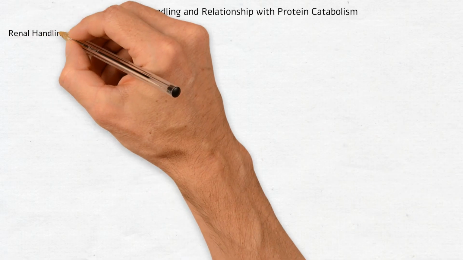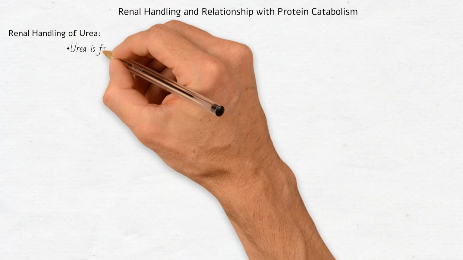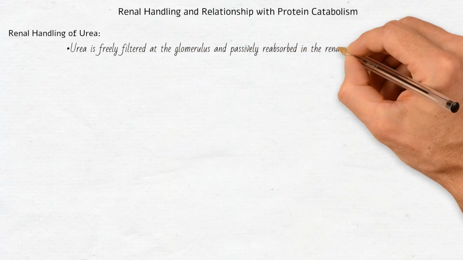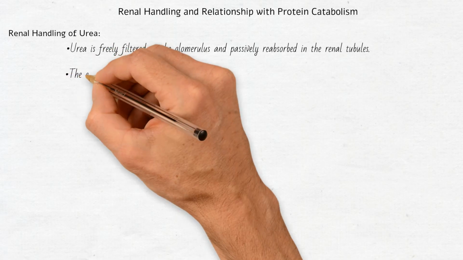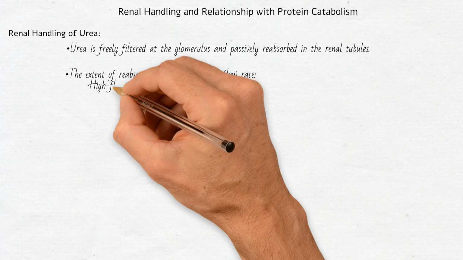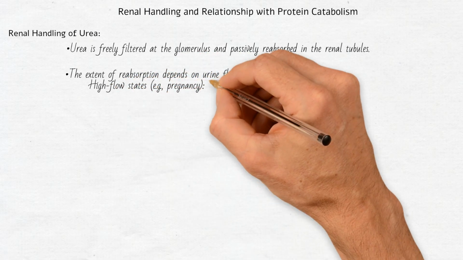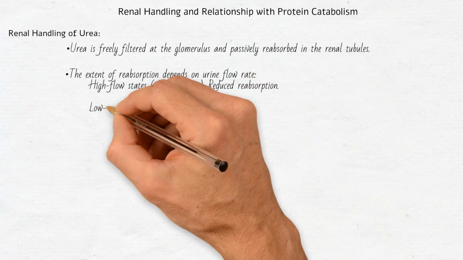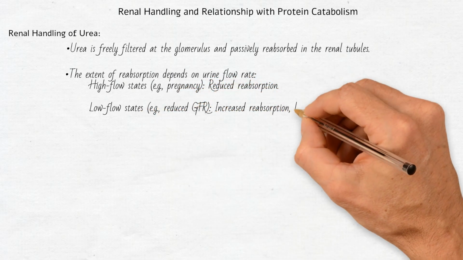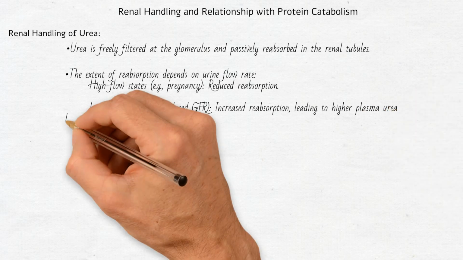Renal handling of urea. Urea is freely filtered at the glomerulus and passively reabsorbed in the renal tubules. The extent of reabsorption depends on urine flow rate. High flow states, e.g., pregnancy, reduce reabsorption. Low flow states, e.g., reduced GFR, increase reabsorption, leading to higher plasma urea levels.